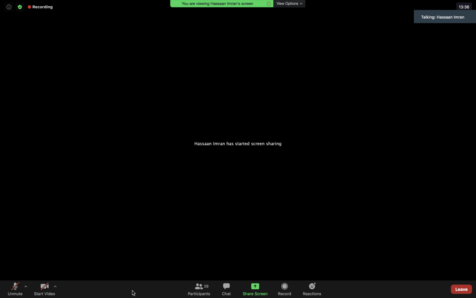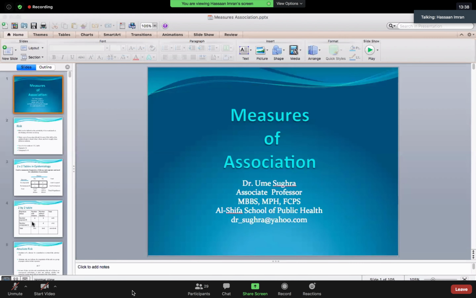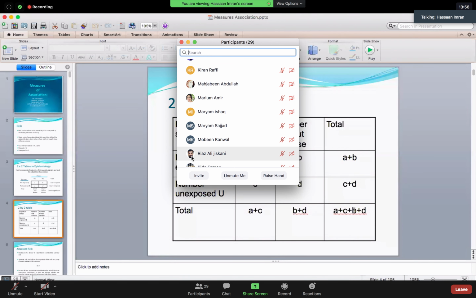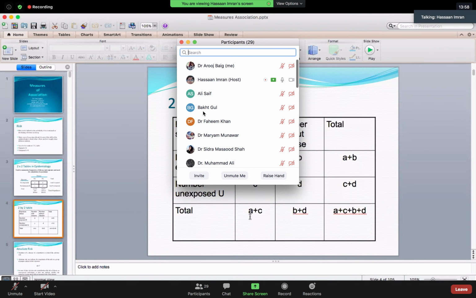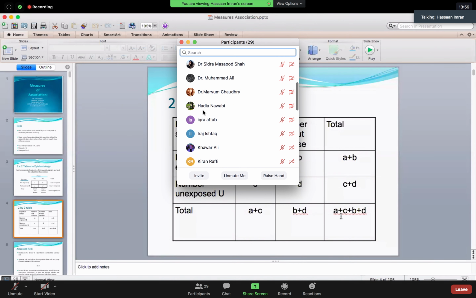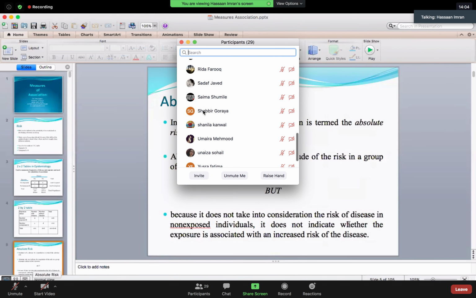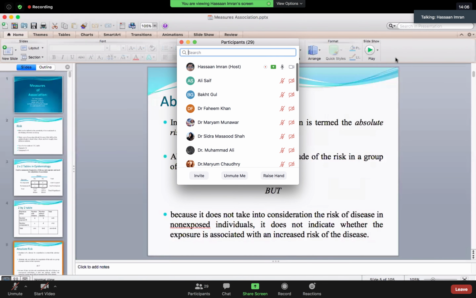Let me take you back to where we left off last time. We were here, the 2 by 2 table, and we have already talked about who are the As, who are the Bs, who are the Cs, and the Ds. At the end, we are going to have a collective total. Either you add up the column or you add up the row, you should get that whole number all together here. That gives you a check that your calculation was right.